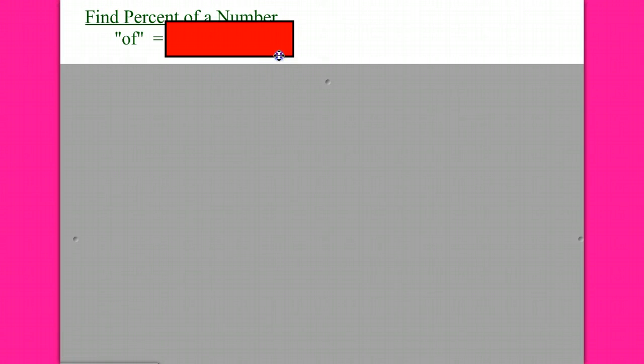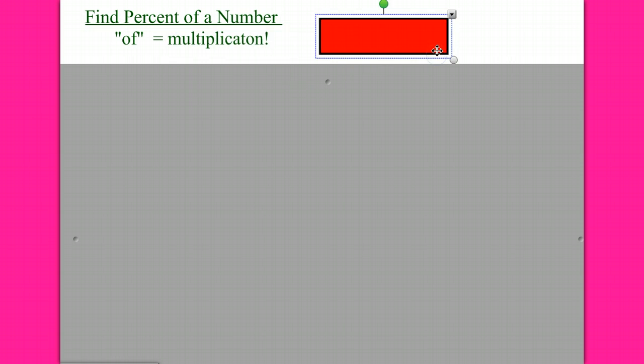What does "of" often give us as far as an operation? It often gives us what? Multiplication, right? So we can quickly find the percent of a number, like 25% of 364, by using multiplication.